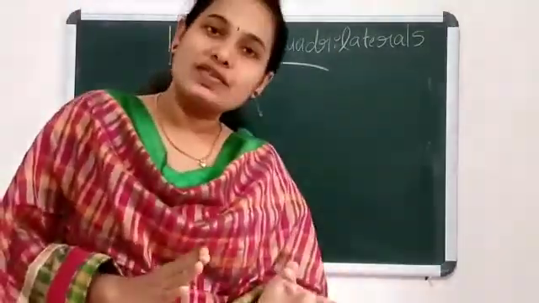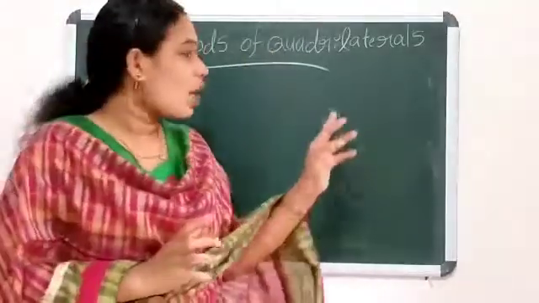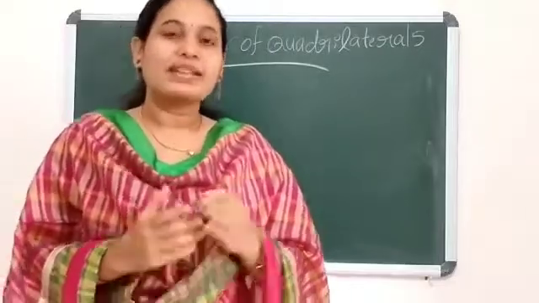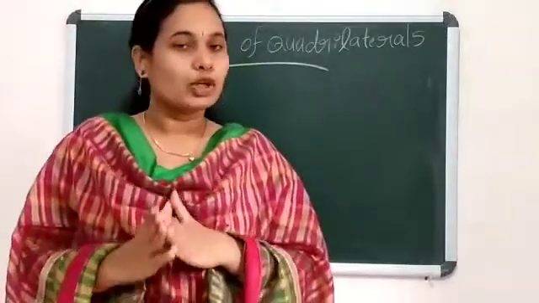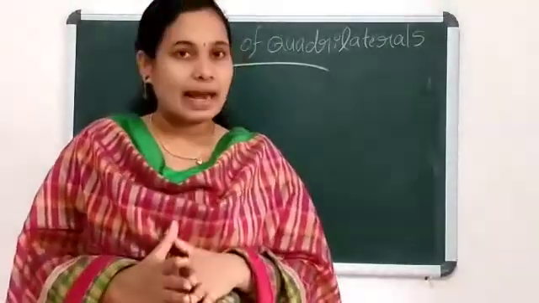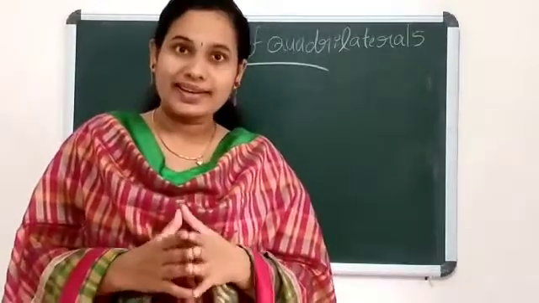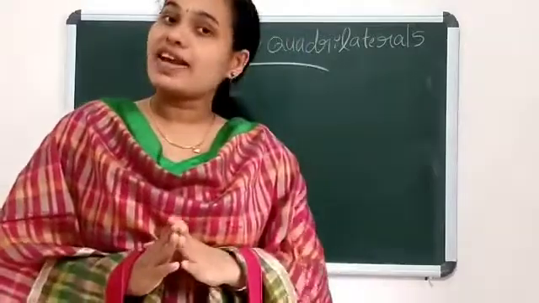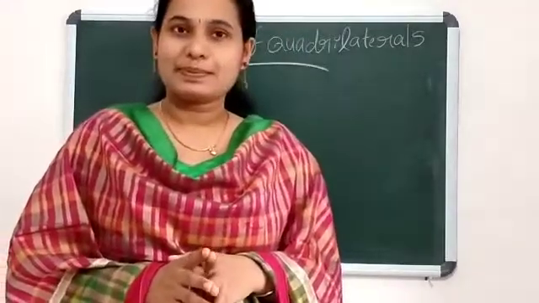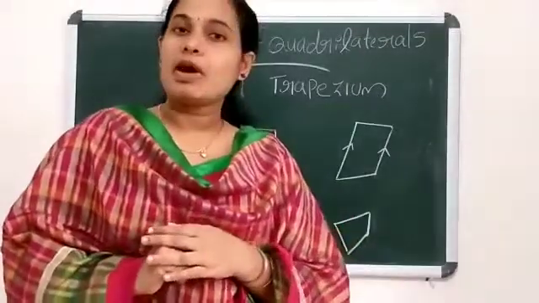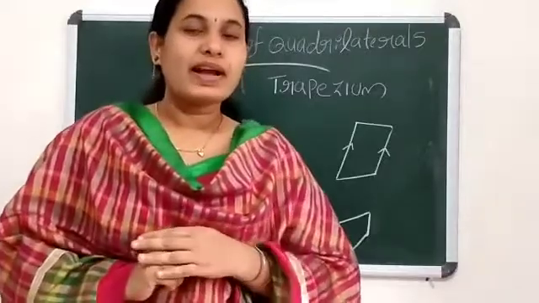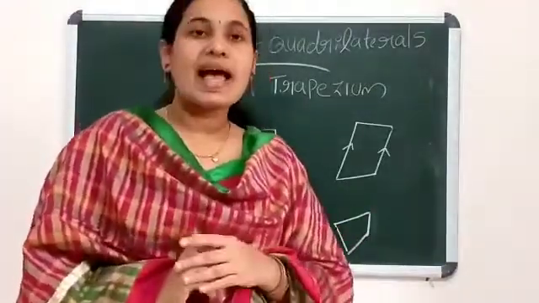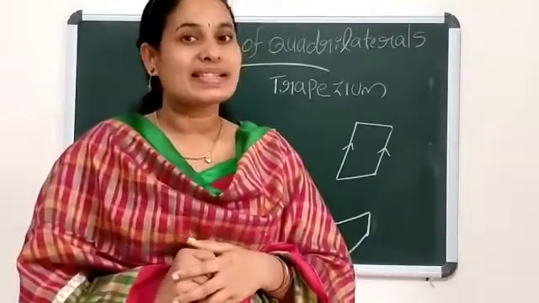According to the nature of sides or angles, quadrilaterals are divided into different types. They are trapezium, rhombus, kite, parallelogram, square, and rectangle. We are going to discuss these. Among these, first we are discussing trapezium. Did you hear about trapezium? What is actually a trapezium? A trapezium is a quadrilateral having a pair of parallel sides.